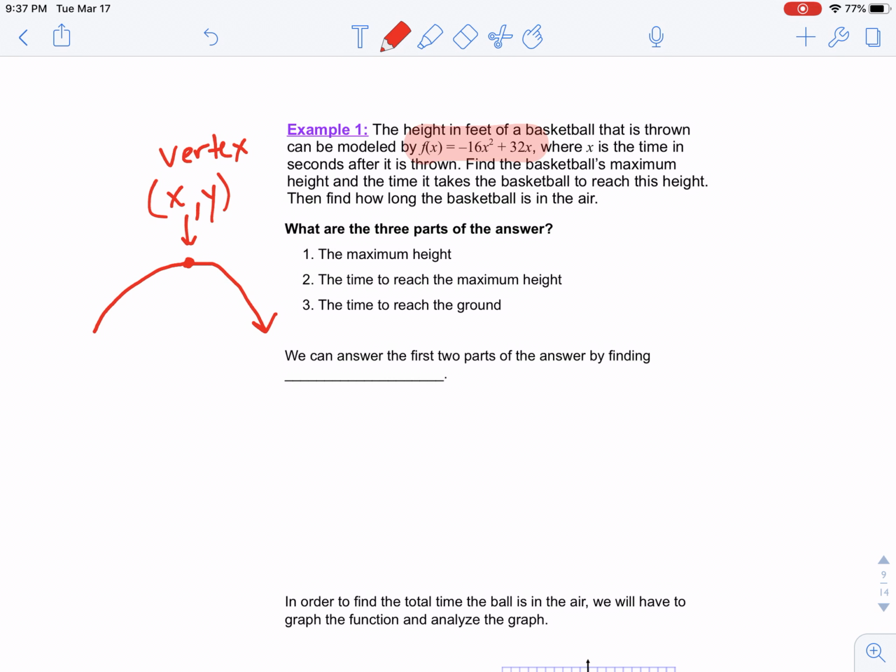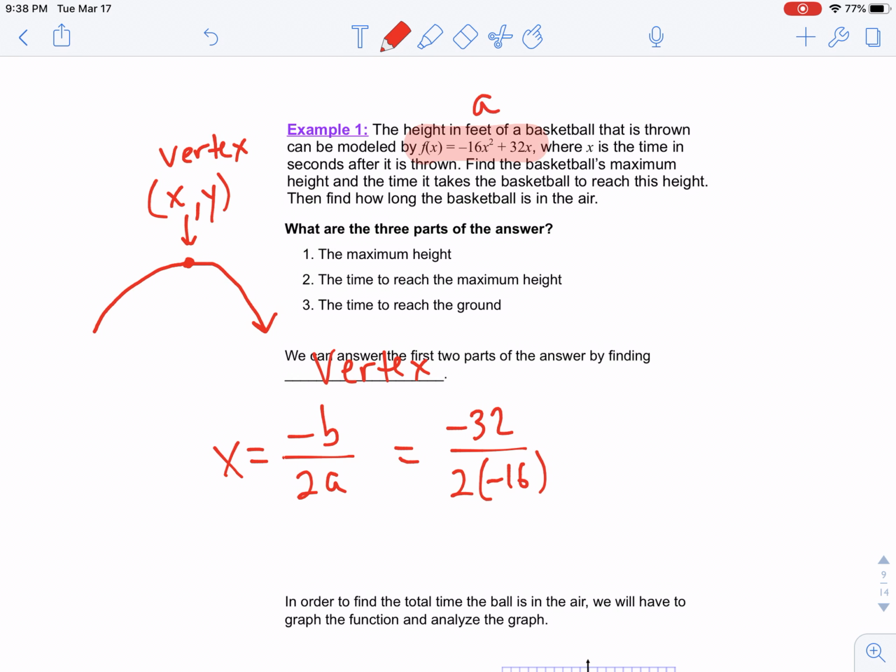So we could do that by finding our vertex, and we know how to find a vertex by now. It's negative b over 2a. That's the x value of the vertex, which in this problem is going to be the negative of 32 over 2 times negative 16. Remember, this is a, this is b, and the number over here is c. There is no number over here for c. C is 0 in this case. So the x value of the vertex is going to be negative 32 over negative 32, which is really just 1. That's our x coordinate of the vertex.